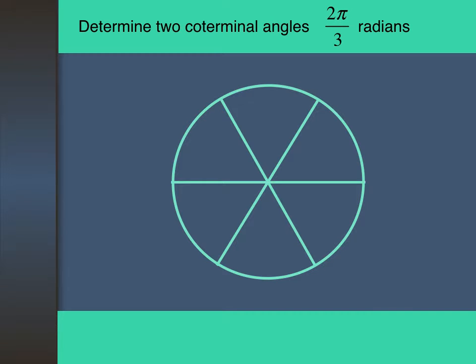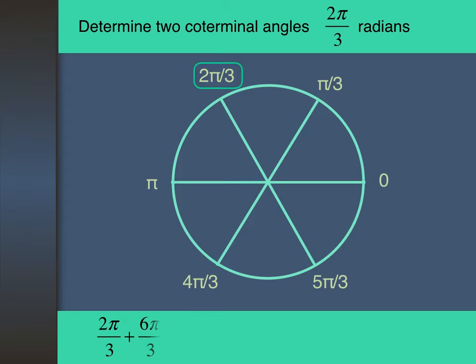So now an example. We want to determine 2 coterminal angles of 2 pi over 3 radians. So we have divided pi into 3 parts. So each of these is, we're going to iterate by pi over 3. So there's pi over 3, 2 pi over 3, there's pi, 4 pi over 3, and 5 pi over 3. We want to look at 2 pi over 3. We can add 2 pi to that, and we get 8 pi over 3. We could also subtract 2 pi, and we get negative 4 pi over 3. So we have found 2 coterminal angles of something that was in radians.